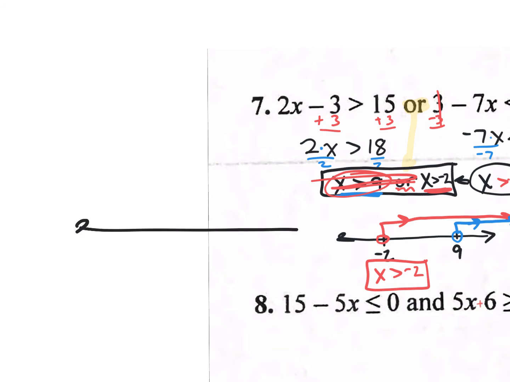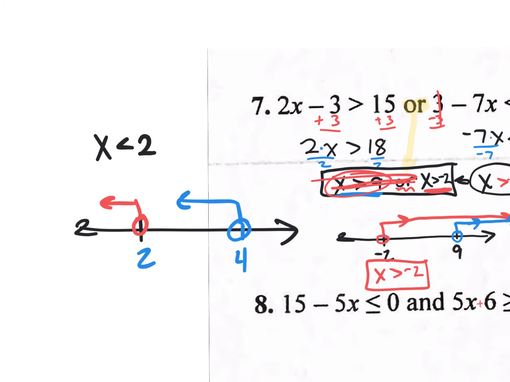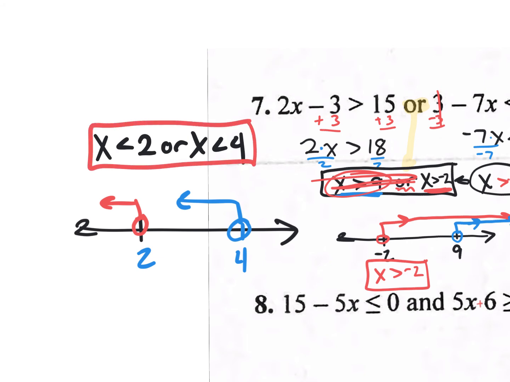Let's say we had another number line over here. Let's say we had 2 and 4, and let's say both of them were going this way. And you had the word or between them. Let's say we had x is less than 2 or x is less than 4. Am I going to write this whole thing as my answer? No, I'm not. What am I going to write as my answer?